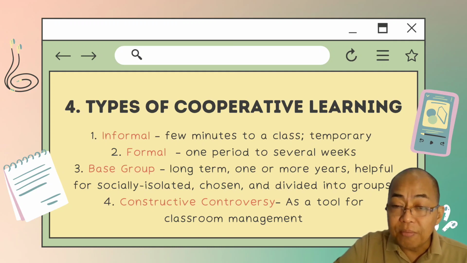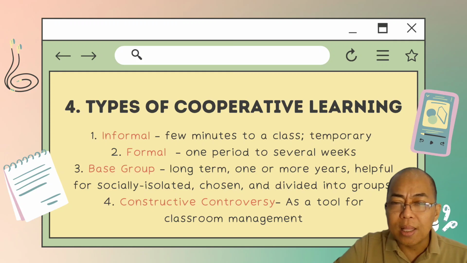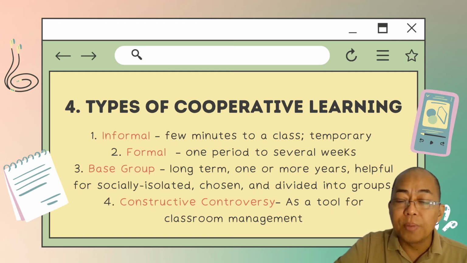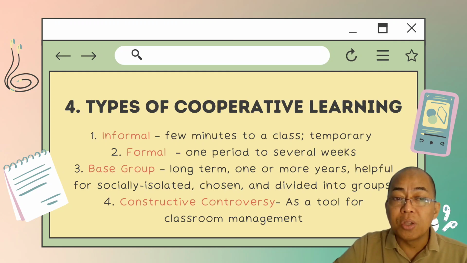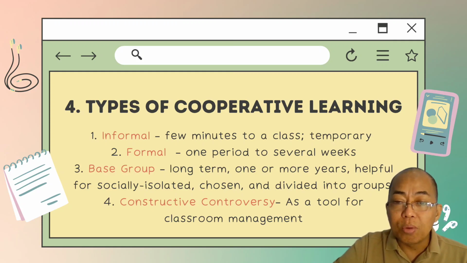First is specifying the objectives to be achieved. Then, of course, structuring the class, and deciding how the class will be grouped and the composition of the groupings. Then, very important, the teacher teaches the important concepts and principles or strategies related to the topic being discussed or presented, and of course monitoring the activity.